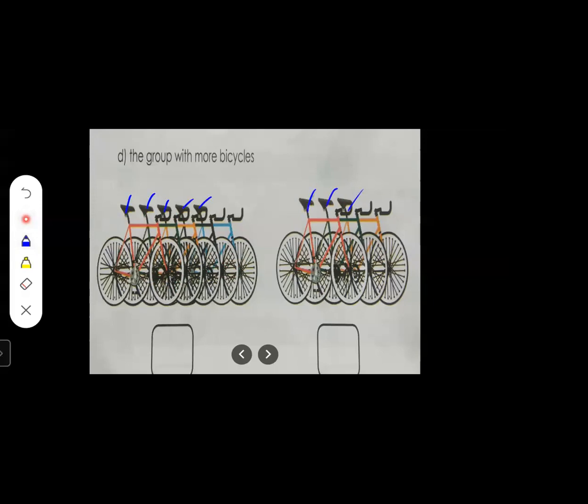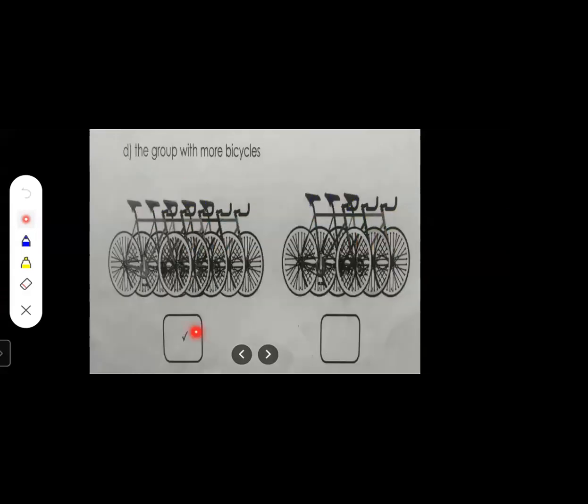So what we have to do? The group with more bicycles. So we have to tick for the group which is having more bicycles. So which group is having more bicycles, students? 5 or 3? So which one is bigger? 5 is bigger or 3? 5 is bigger, right? So it means here there are more bicycles. So we are going to tick for this one. 5 is more than 3. Okay. So see over here.